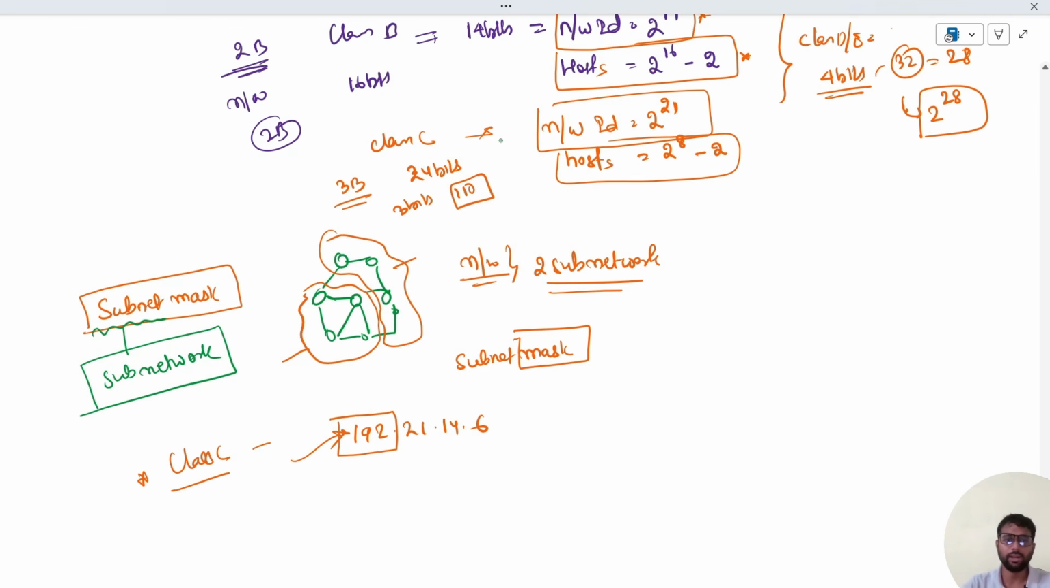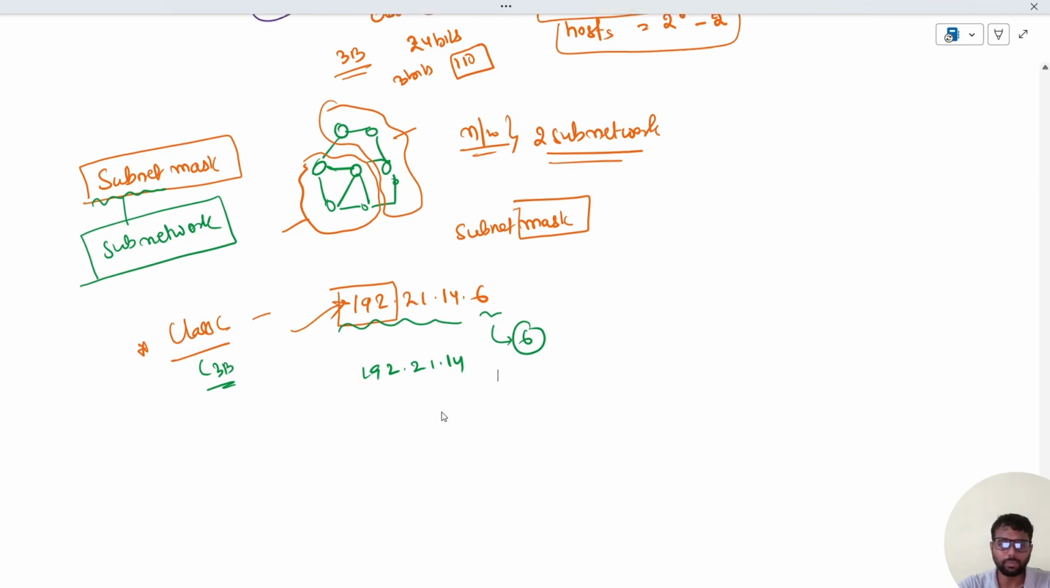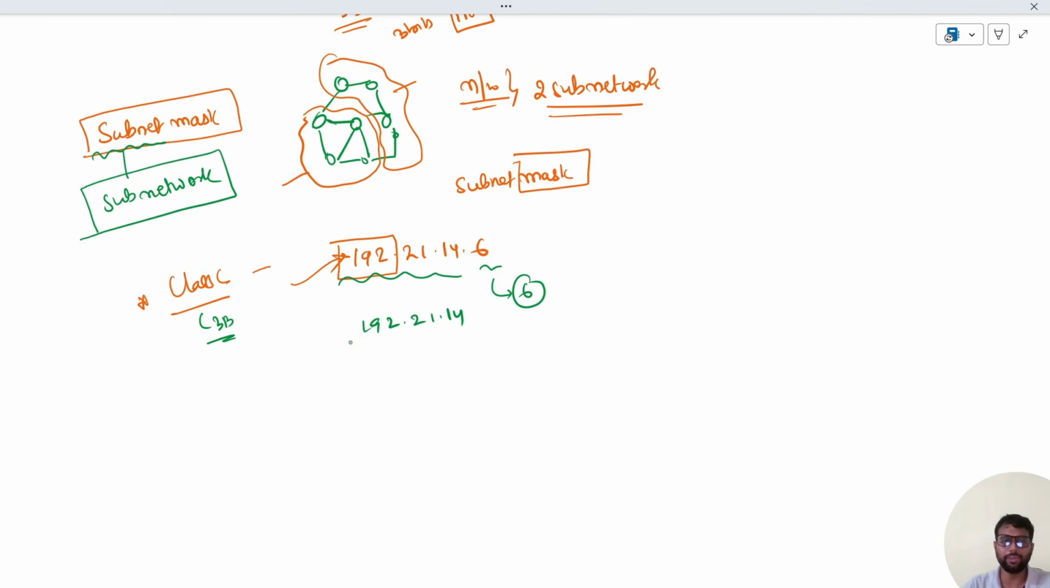Now, if I ask what is the network ID and what is the host ID, how will you differentiate? You will say, sir, in class C, we have 3 bytes that represent the network ID. So these 3 bytes, 192.21.14, are the network ID, and the remaining byte will represent the host ID. So 6 represents the host ID. Okay, very correct. There could be another technique that could be used to identify this network ID and the host ID.